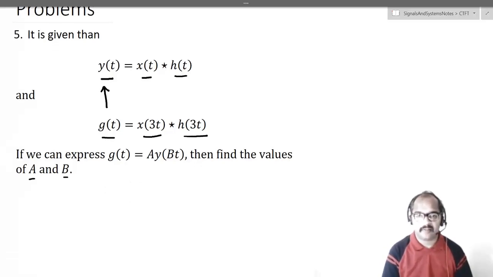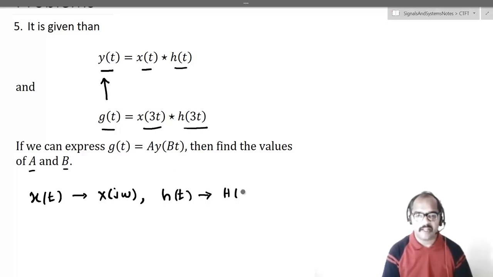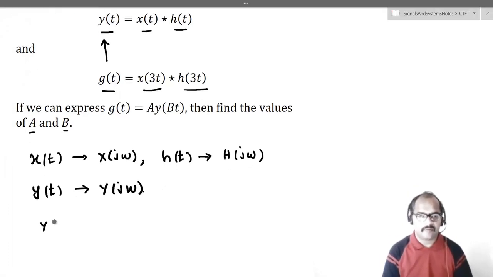Okay, so let us try to solve this. So definitely we will take the help of Fourier transform. Okay, so let us start like this. So let x of t have X of j omega as the Fourier transform, and h of t have H of j omega as the Fourier transform, and y of t will have Y of j omega as the Fourier transform. Now how are these related? Y of j omega, I'll write that down.